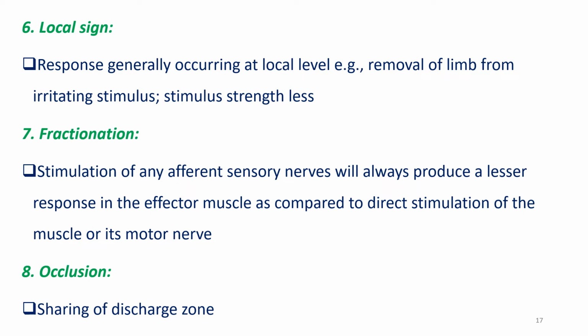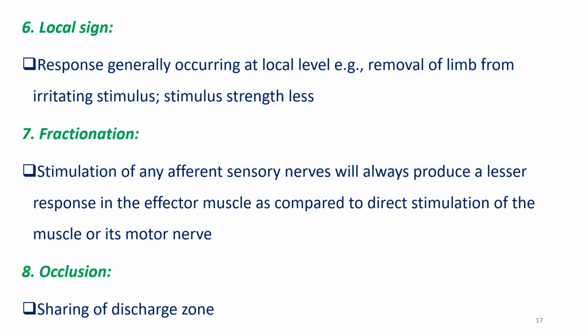Fractionation is a property of spinal reflexes which shows us that if we stimulate the afferent sensory nerves, the response which we get in the effector muscle is always less than the response which we get when the muscle is either directly stimulated or stimulated via its motor nerve. This is because each afferent nerve can activate only a fraction of the motor neurons supplying the muscle. So this property is called fractionation.